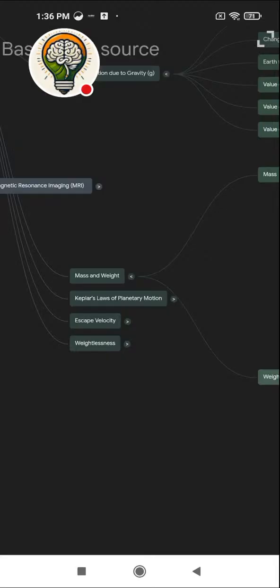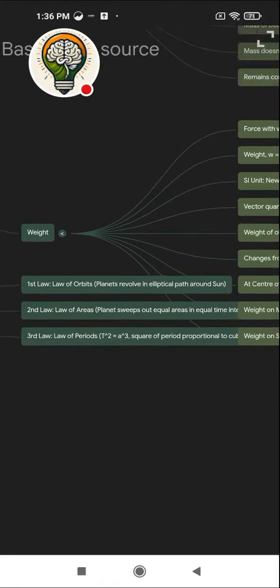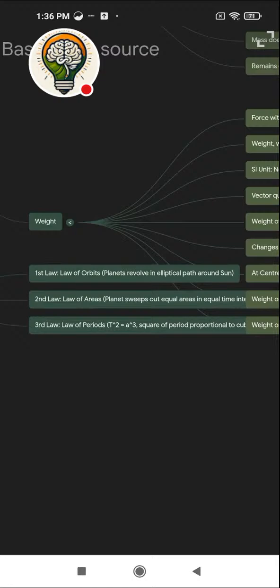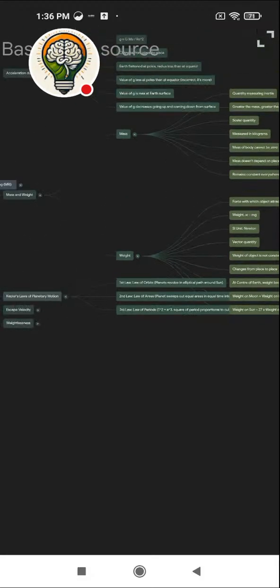Then Kepler's laws of planetary motion. The first law, the law of orbits: planets revolve in elliptical paths around the sun. The second law, the law of area: the planets sweep equal areas in equal time intervals. And the third law, the law of periods: T square is proportional to a cube. The square of the period is proportional to the cube of the semi-major axis.